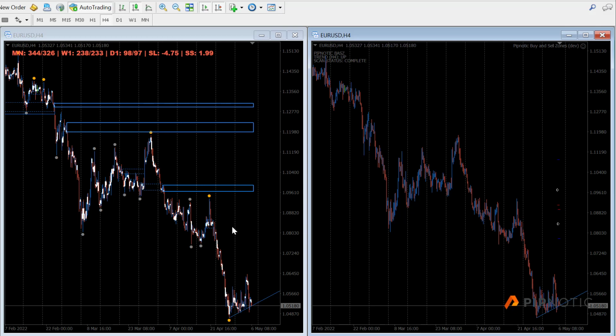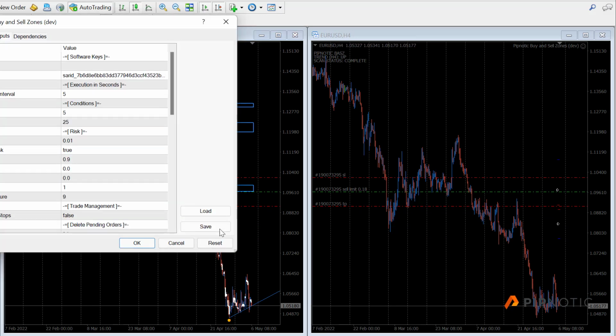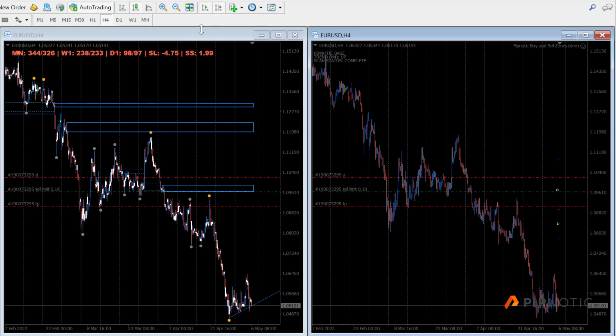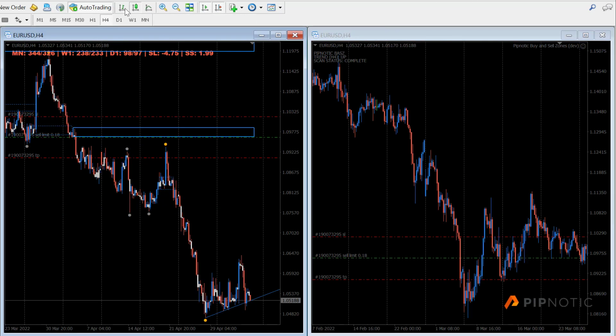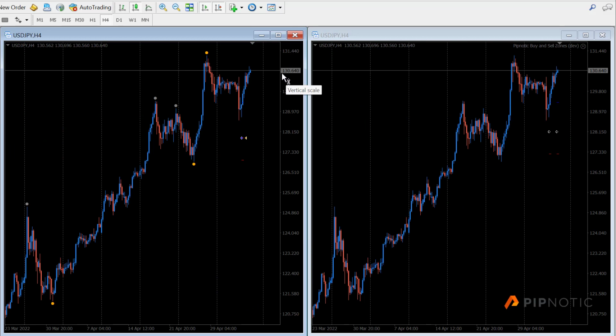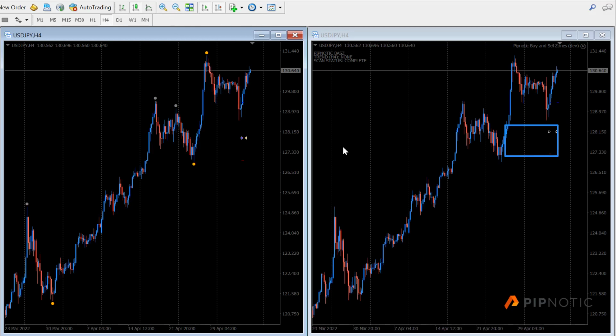So I'll let it open the trade, then I'll move it up right there, and then I'll reset the settings of the algo back to normal, zoom back in, turn off auto trading, move to the next one. American dollar, Japanese yen. What do we have here? We don't have it. Yeah, we had this one earlier, which worked out very nicely.